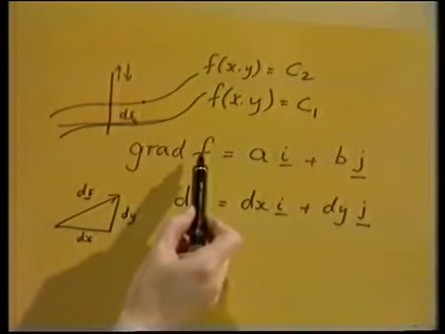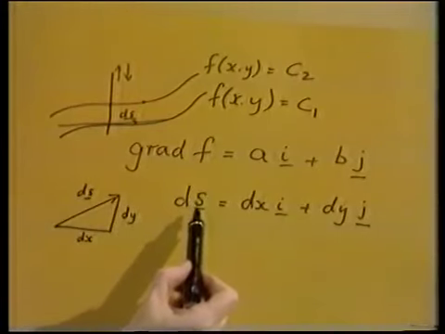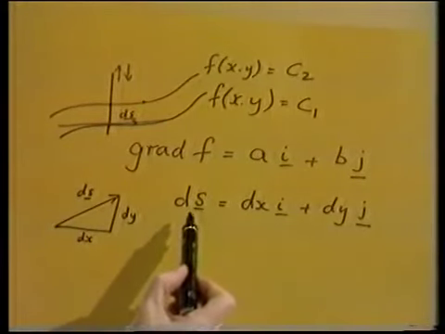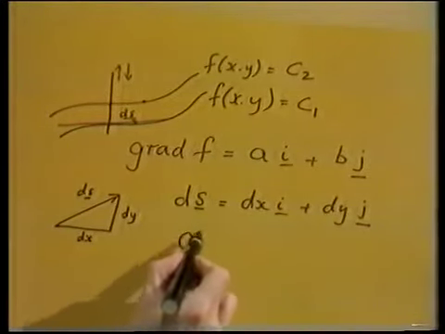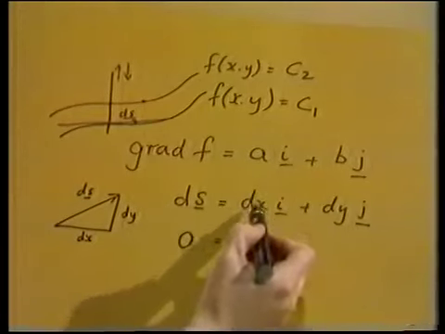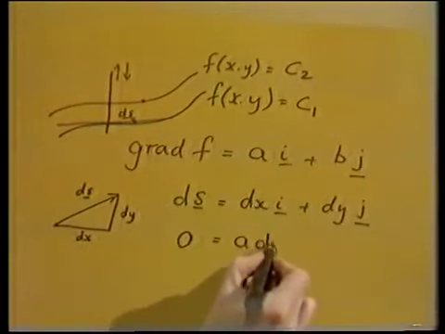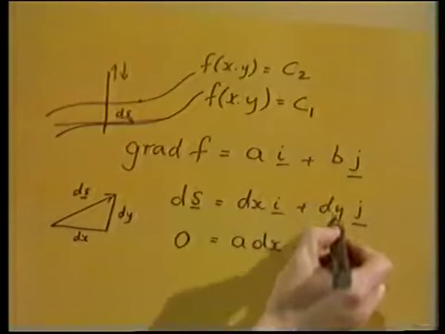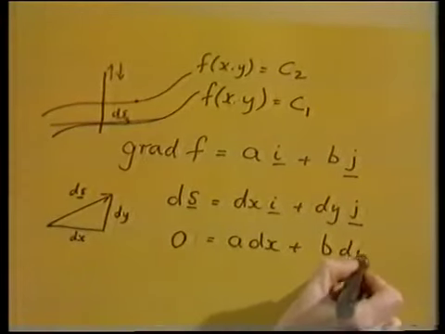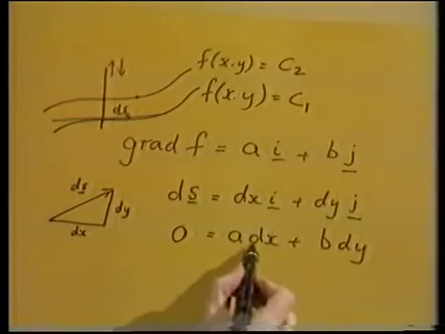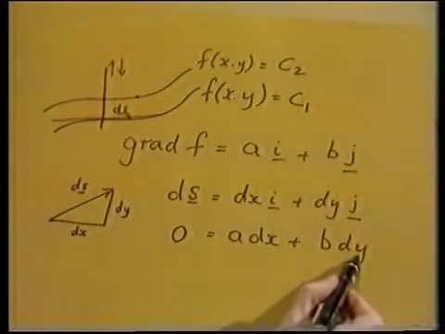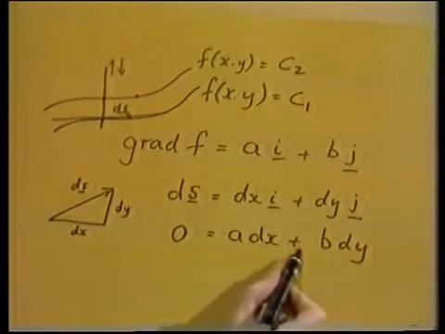Now, because the gradient of f and ds are perpendicular, if I take the dot product of these two vectors, I'll get 0. So that means that 0 is equal to a times dx plus b times dy. So far, so good. I can write another expression involving dx and dy, which will lead us to finding expressions for a and b.